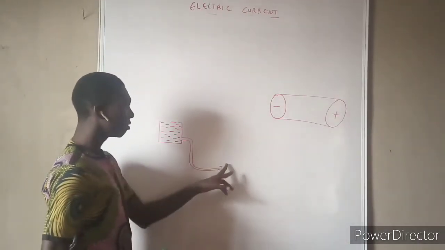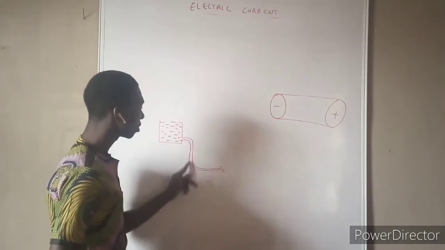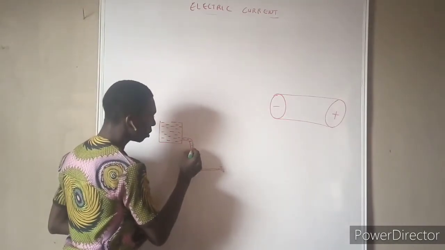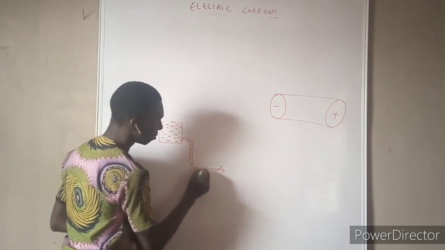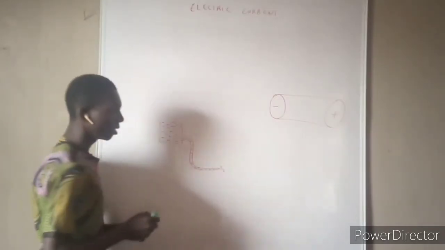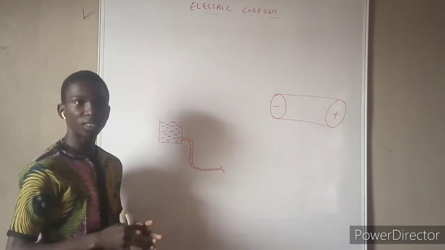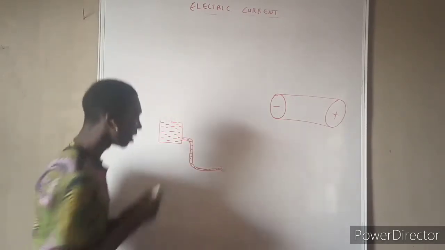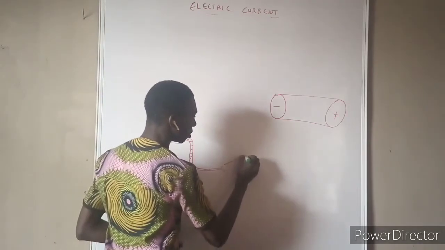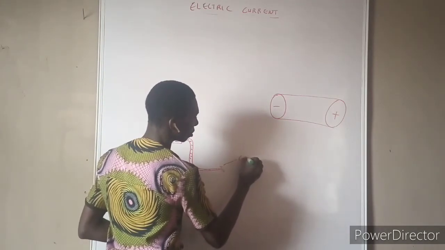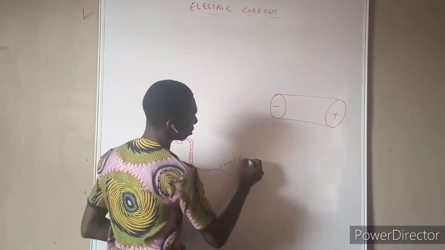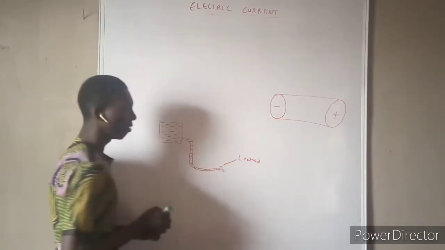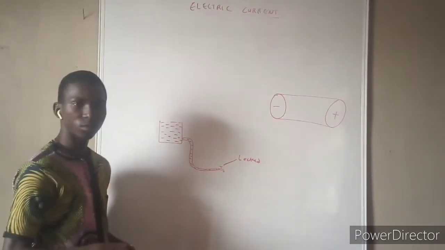Now, if the valve of this tap is locked, does it mean there is no water in this pipe? Of course, there is water. So actually, there is water in the pipe. It's just that the water is not moving. It is static. It is not going anywhere. It is just where it is. Why? Because the valve of the tap is locked.